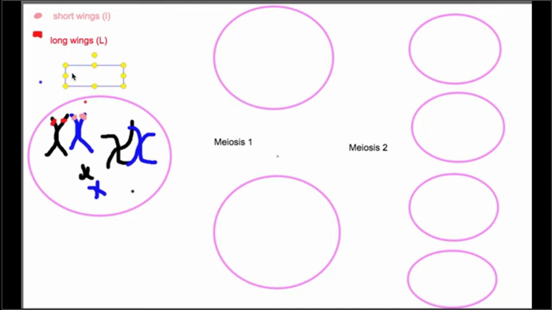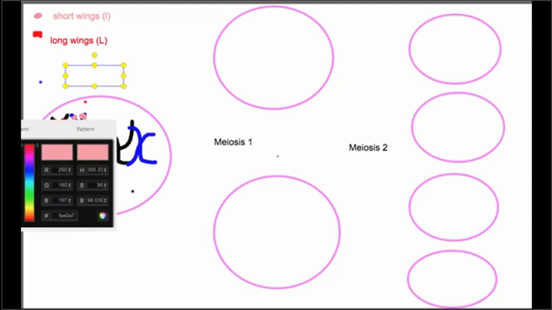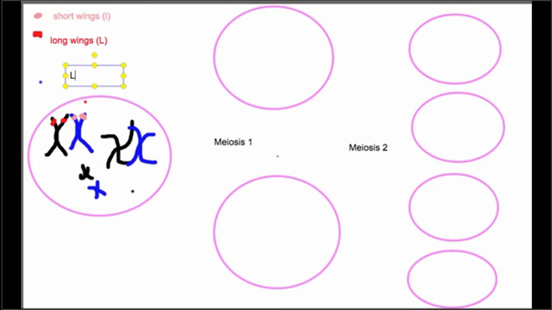So if this mosquito has a long wing gene from one parent and a short wing gene from the other, what is it? Heterozygous. I might make this in black, easier. Heterozygous. It has 2 different alleles at this locus, so it's heterozygous.